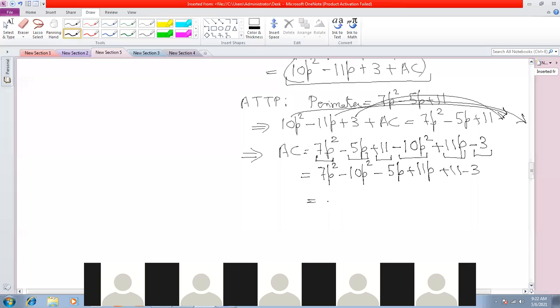So clearly 7 minus 10 is minus 3. So this becomes minus 3p square. Minus 5 plus 11 is how much? Plus 6. And 11 minus 3 is how much? Plus 8. Right? So this is your side AC.